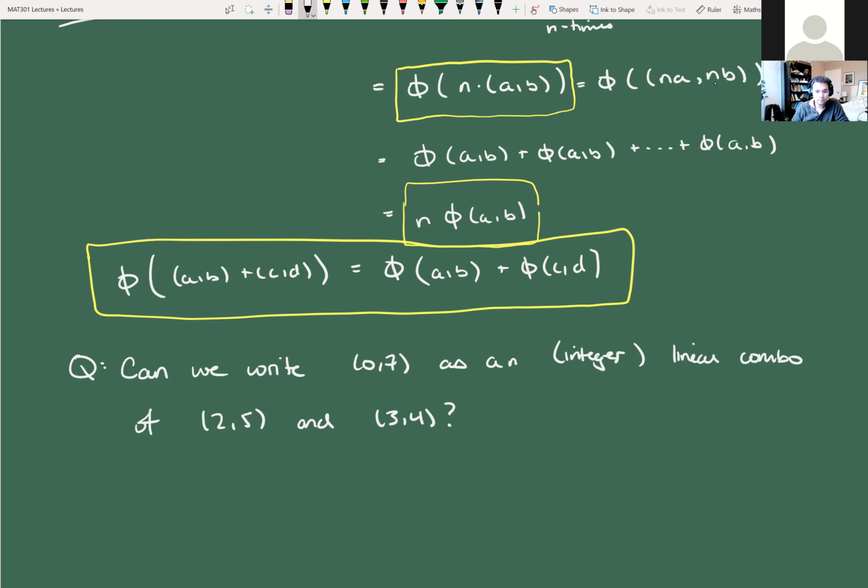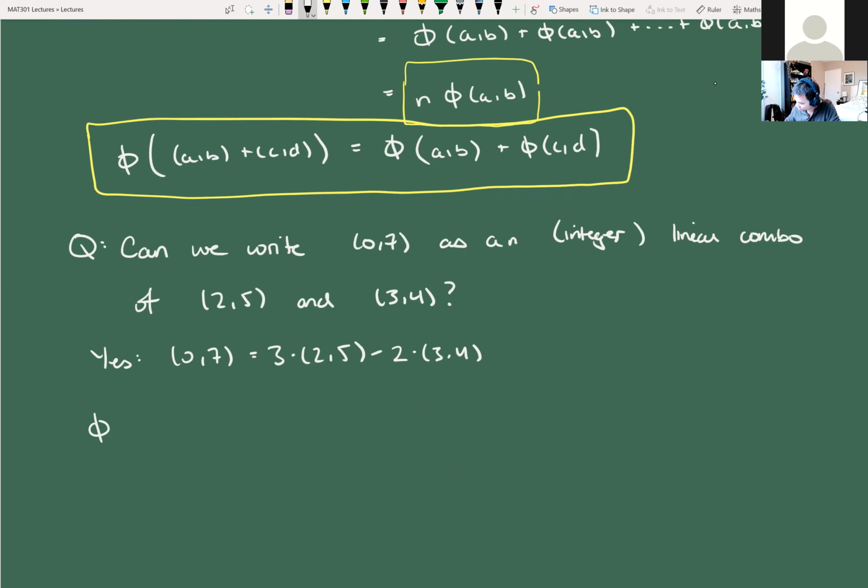No? So yeah, exactly. 3 times the first thing and 2 times the second thing. And if I subtract those, yeah, exactly, I get (0, 7), right? So yes, we would get that (0, 7) is equal to 3 times (2, 5) minus 2 times (3, 4), right? So in that first component, we both get 6s, so they cancel out to give us 0. In the second component, we get 15 minus 8, and that's equal to 7. So perfect.